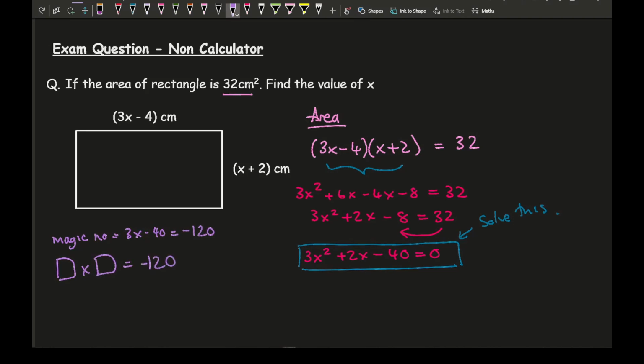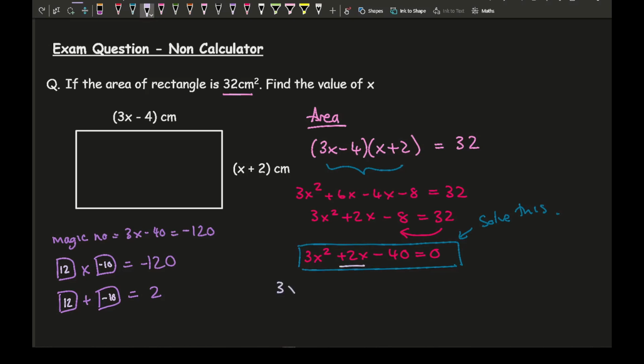So what I'm looking for are two numbers that multiply together to give me minus 120 and added together equal positive 2. Now the two numbers that I need to be thinking of are going to be positive 12 and minus 10. So then what I need to do is replace the positive 2x with these two numbers.